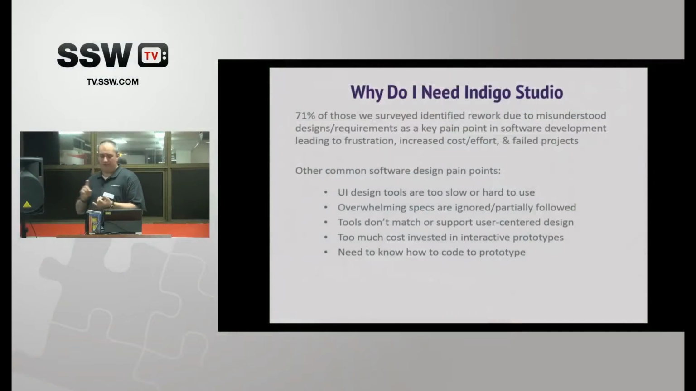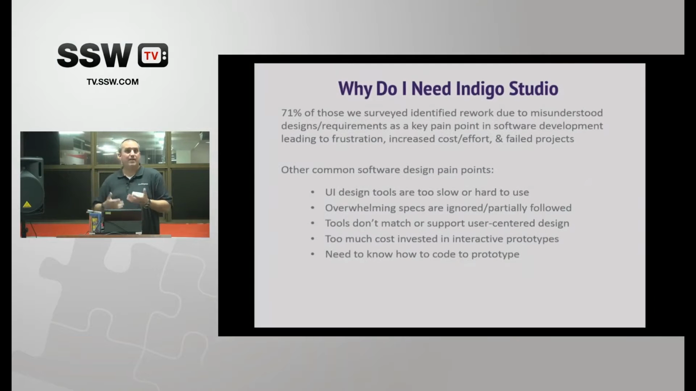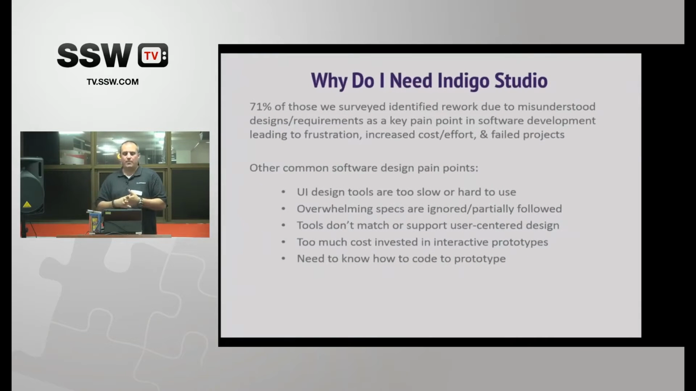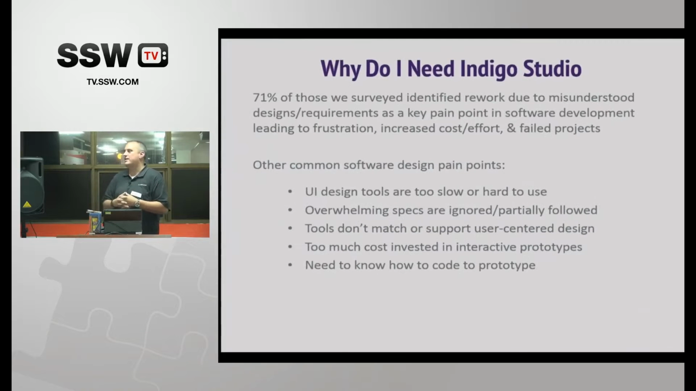So other common pain points: tools are hard to use, slow, specs are overwhelming. I mean, you know how it is. You hire a UX company, and they give you a stack of paper like this, and say, we did the work, here's what your customers want. And it's this big thing, you're like, oh my God, how am I going to go through this? It's too much work, I don't understand it. A prototype would immediately answer those questions. But a static prototype wouldn't, because you don't know how it's supposed to actually behave.